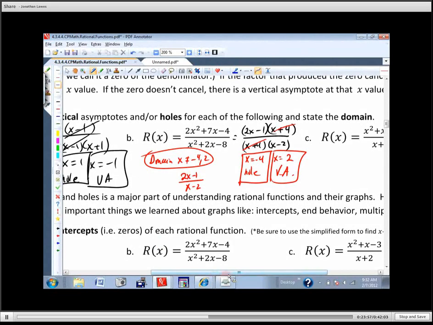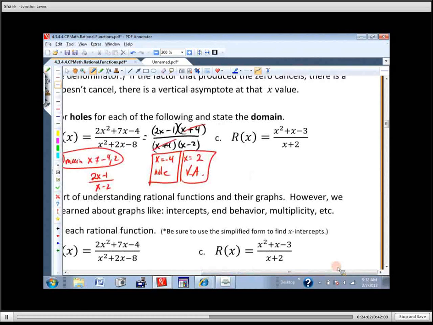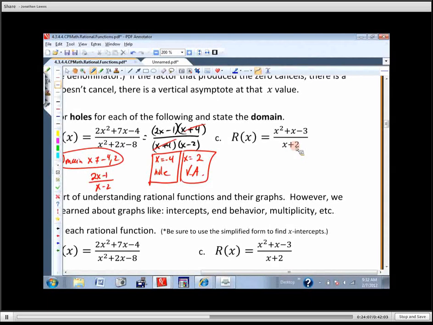Okay, can I slide this over? Okay, let's take a look at this one. Let's see. It's already factored, right? That numerator, does it factor at all? Can you multiply to be negative 3 combined to be positive 1? Nope. So there's nothing that can be done to factor this. What's the number that you can't plug in? Negative 2. So if you can't plug in negative 2 and it doesn't cancel, what does that mean negative 2 is? Vertical asymptote. That's it.